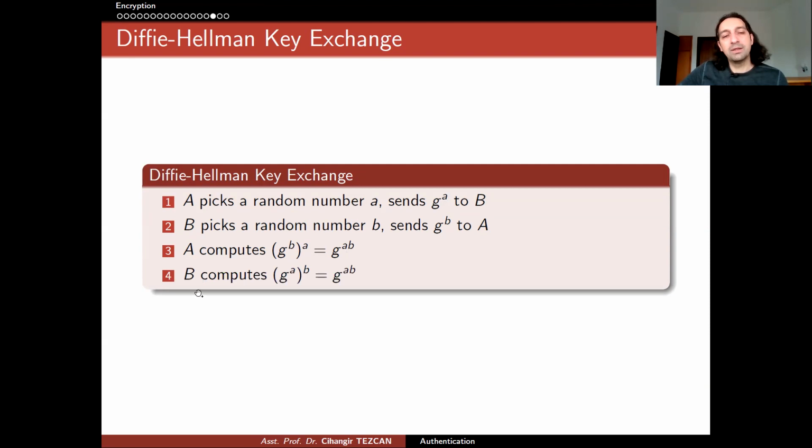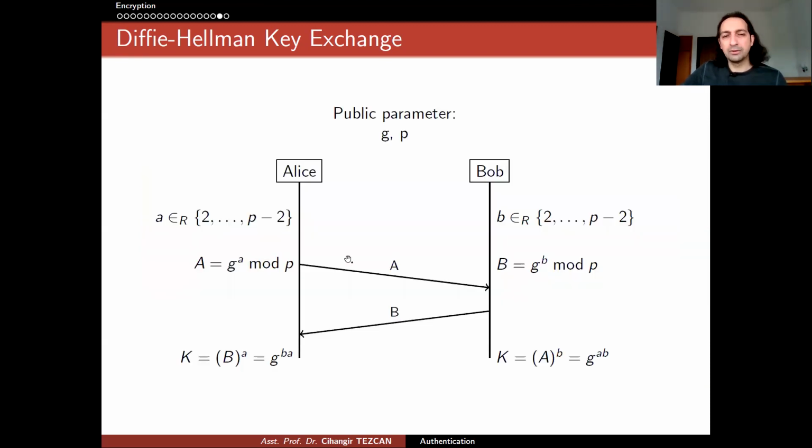And similarly, B computes the following. They receive g to the a from A, and the small b number is actually chosen by them, so they can compute g to the ab. Now they agreed upon the same number. So let's see this in a picture and understand why this works.